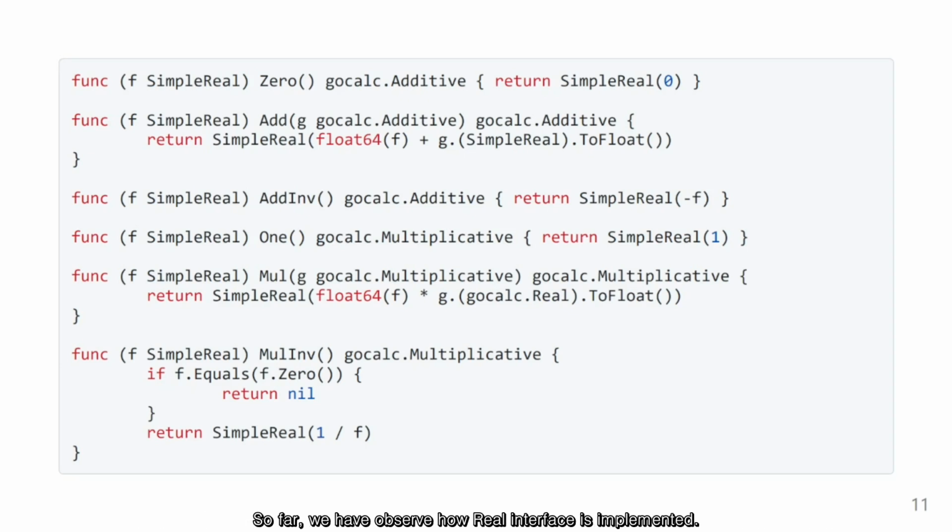So far, we have observed how the real interface is implemented. In the next video, we will look into the concept of vectors. Thank you.